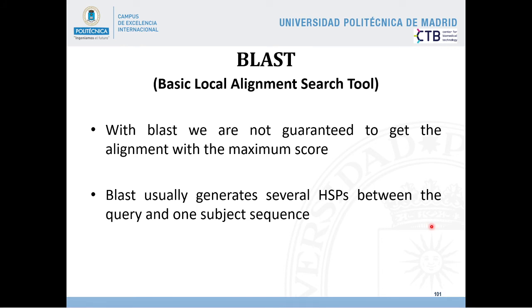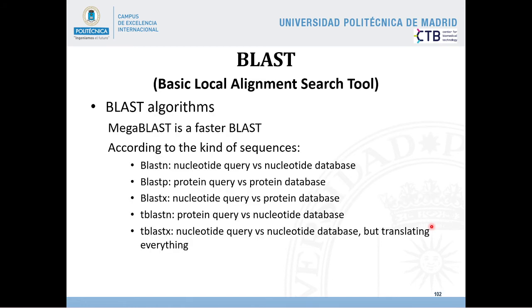With BLAST, as we have been saying, we have no guarantee to get the alignment with the maximum score. So BLAST usually generates several HSPs between the query and one subject sequence. And there are also other types of BLAST that are derived from BLAST, that could be MegaBLAST, that is a little bit faster than BLAST, although it's also a little bit less sensitive. It will miss the match if the sequences are very different, okay?